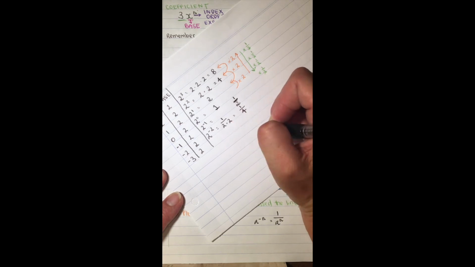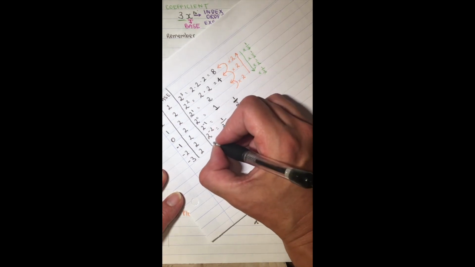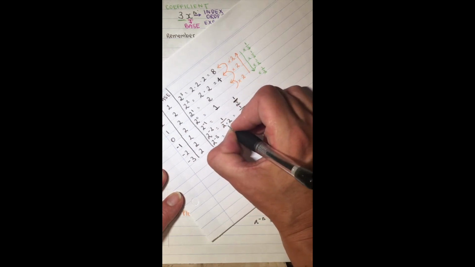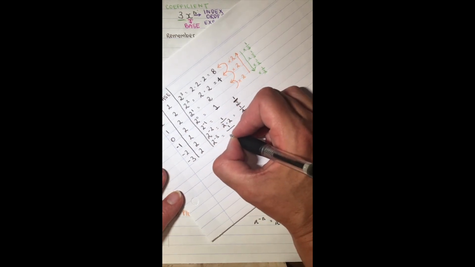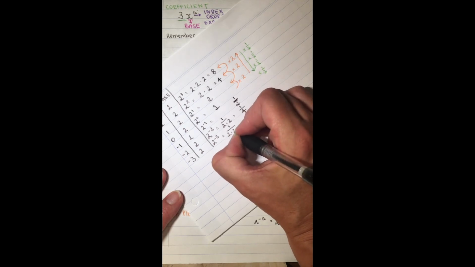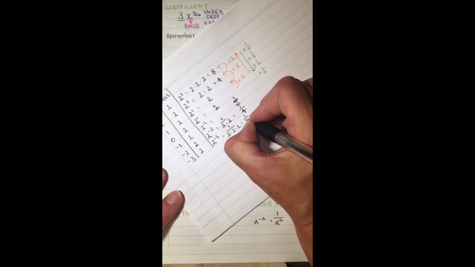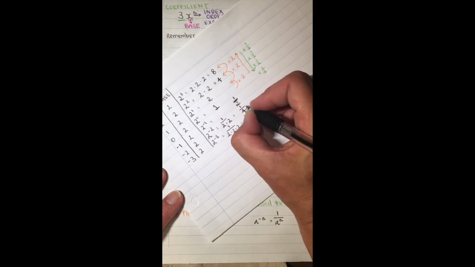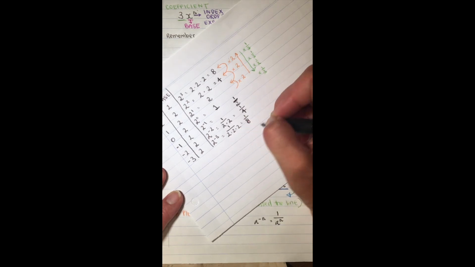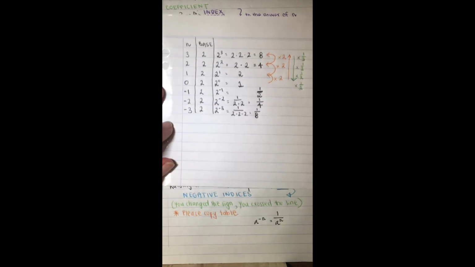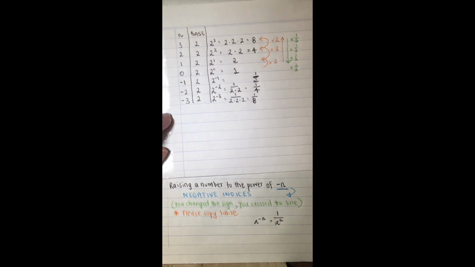Yep, 4 times a half is 2. Let's have a look at it one more time. 2 to the power of negative 3 is 1 divided by 2 times 2 times 2, which is 2 times 2 is 4, times 2 is 8. 1 over 8. Yep, that's definitely an eighth. So having a look at the table, we can conclude that it is in fact true.